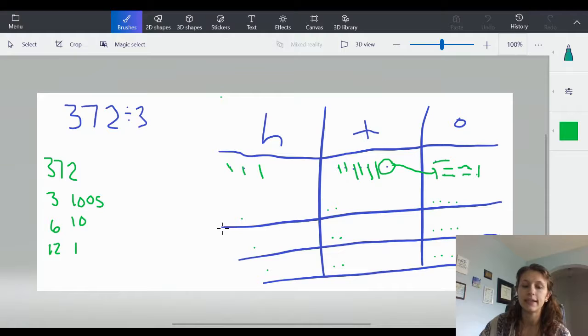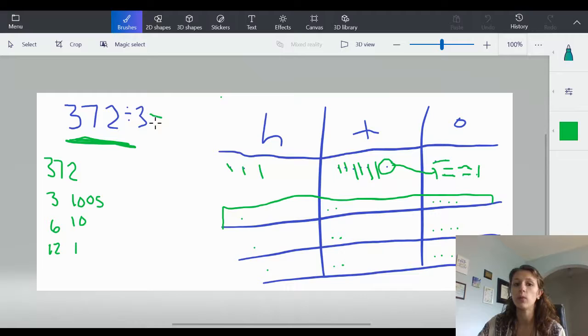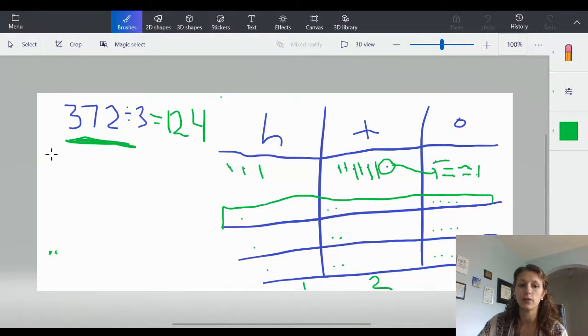Now what I need to do is decide what's my quotient. Remember, my quotient, or the answer to our division problem, is how much is in one group. Because I don't want to say 3 hundreds, 6 tens, and 12 ones because that just gives me my overall total of 372. I want to know how much is in one of these groups. So there's 100 in each group, 2 tens in each group, and 4 ones in each group, meaning that my quotient is 124.